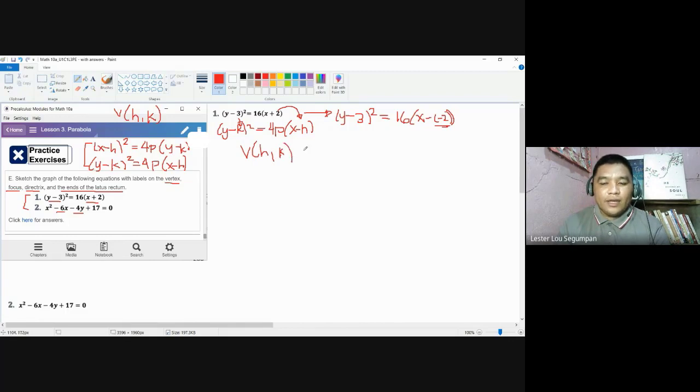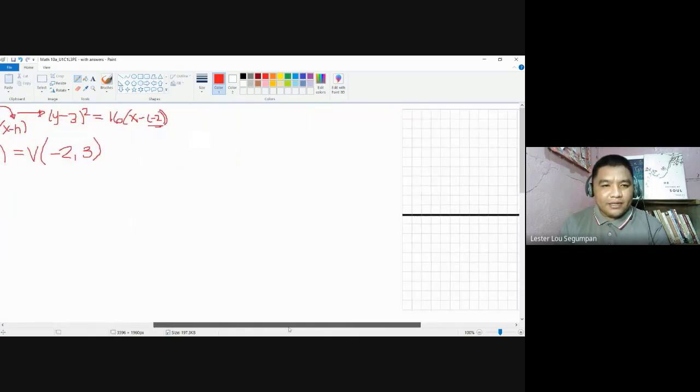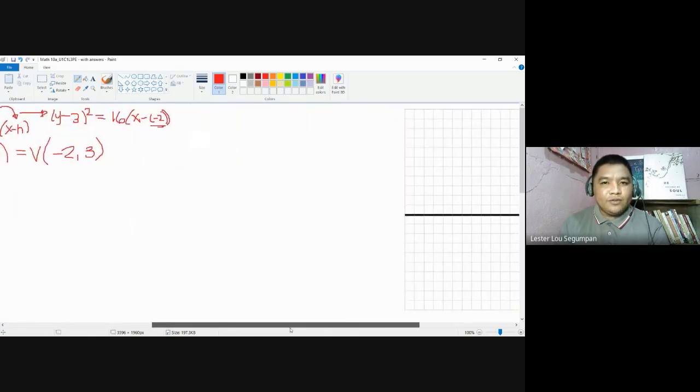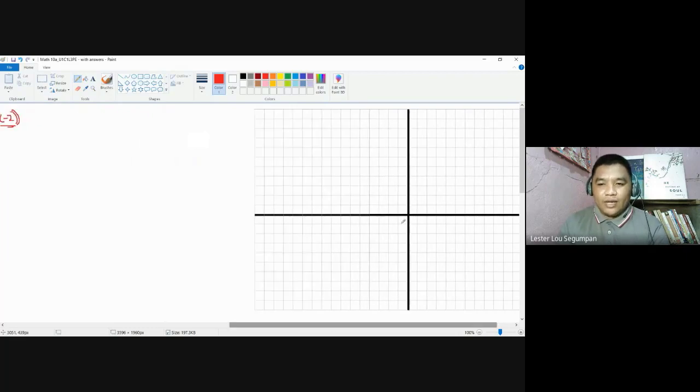That's k. So the vertex at our h is not 3. Again, please make sure of the proper notations. It's actually negative 2 and then 3. This is where our vertex is. Let's just plot it on our Cartesian plane here. So the vertex is at negative 2 and then 3. So you have negative 2 and then positive 3.